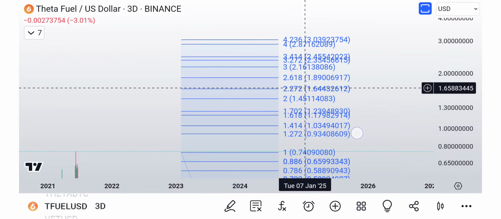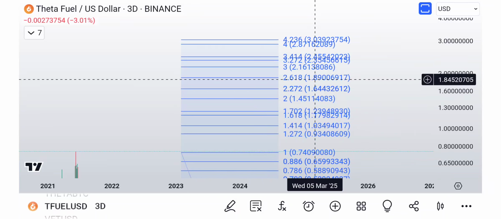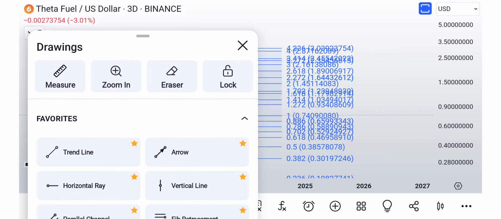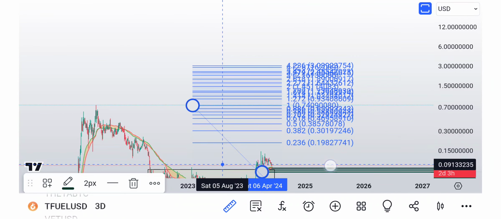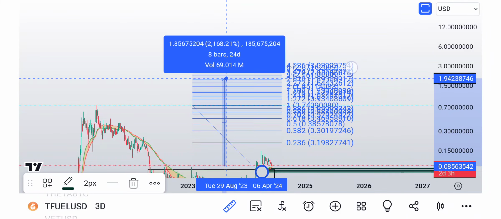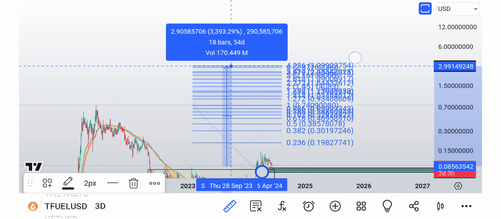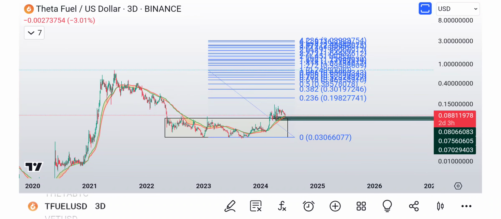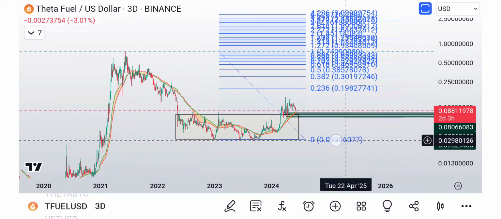We still have targets up here at $1.64, $1.89. And if it wants to do a full 4.236 Fibonacci extension, which I believe it inevitably will at some point, we're looking at $3. So a $3 Theta Fuel sounds pretty insane. Ballpark, you're looking at about a 3,400% move to the upside. We'll get more accurate details, and I'm going to pull up more extensions, but that's just the basic one for now.